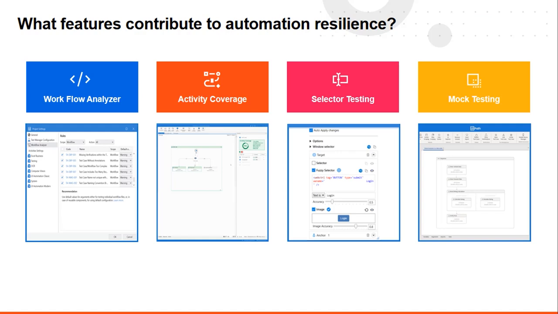Activity Coverage provides visualization to understand how much of our workflow is covered by test and looks for redundancies. Selector Testing helps validation of selectors, minimizing the issues related to dynamic selectors or UI changes. Mock Testing helps testing of a workflow when one or more components in the workflow is not ready or dependent on a third-party service. For example, in a loan processing automation that includes an external agency to check credit.